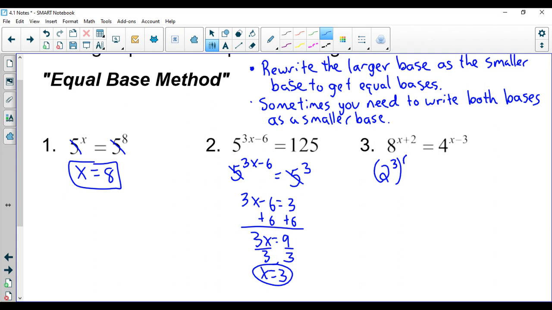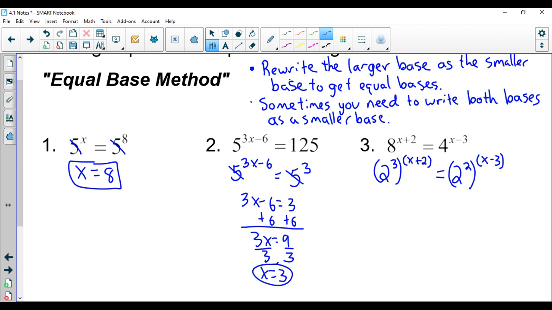There was an exponent of x plus 2 on the base of 8. So my exponent of x plus 2 will still be on the base as 2 to the third. Same thing here. 4 I can rewrite as 2 to the second. And then I have to have the exponent of x minus 3 on the 2 to the second.